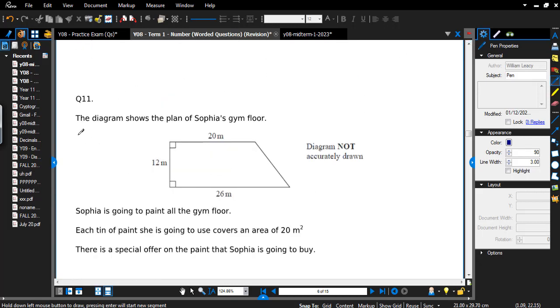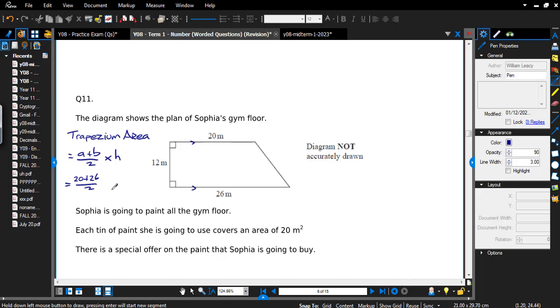Now there's 2 ways. First way, we know this is a trapezium because that's 90, that's 90, so that means these are parallel. A trapezium has 1 pair of parallel sides. So the area of the trapezium always is A plus B over 2 times H, where A and B are the parallel sides. So in this case, 20 and 26. So that equals 20 plus 26 over 2.